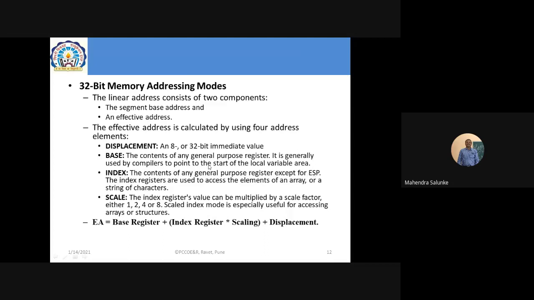So for base we can use any of the 8 general purpose registers. Which 8 general purpose registers did I tell you? EAX, EBX, ECX, EDX, then ESI, EDI, then EBP and ESP. These 8 general purpose registers are there. So these 8 registers can be used as base, but as an index, we can only use 7 registers. We cannot use ESP as an index.